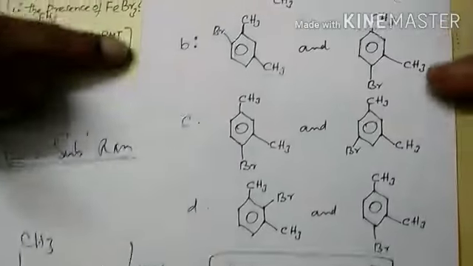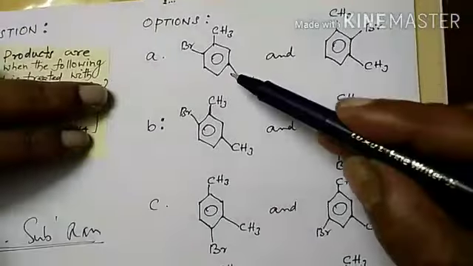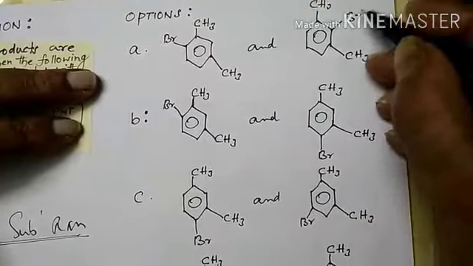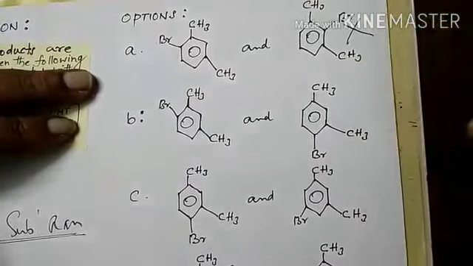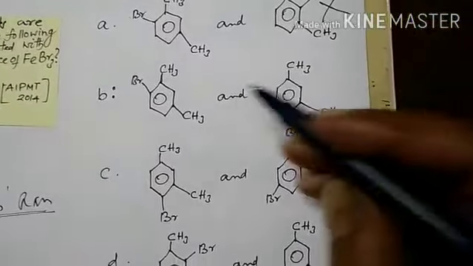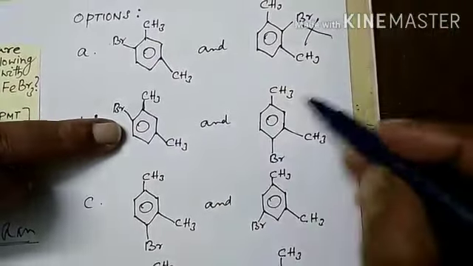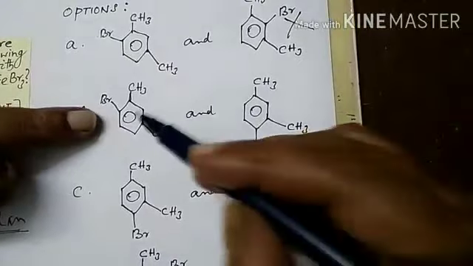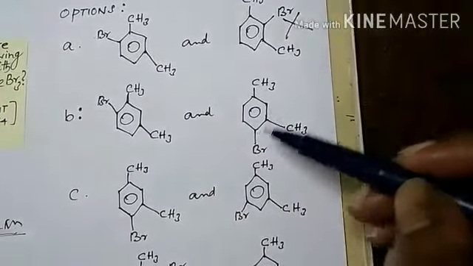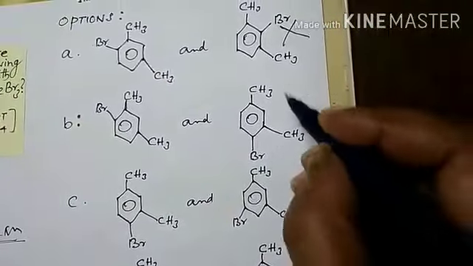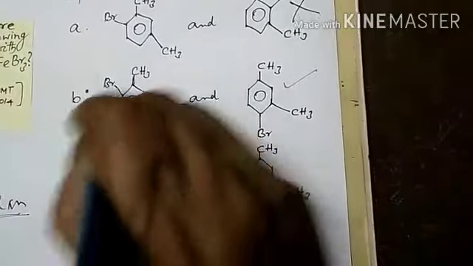Let us see option by option. The first one is okay, but this is the steric place, not favored. Let us see here. This place is favored and here also favored. As I said, this is our A place and this is our B place. So this is favored. So our option is this.